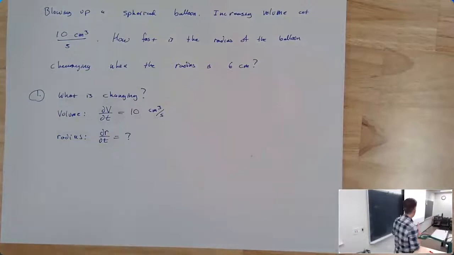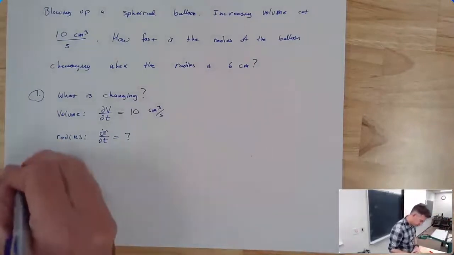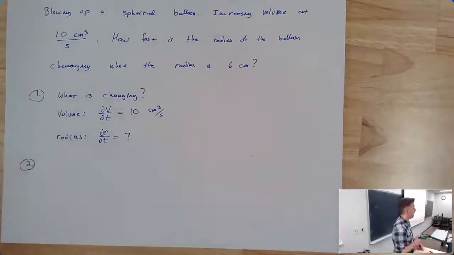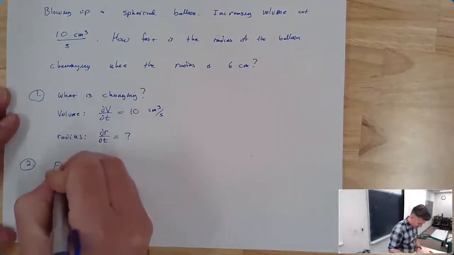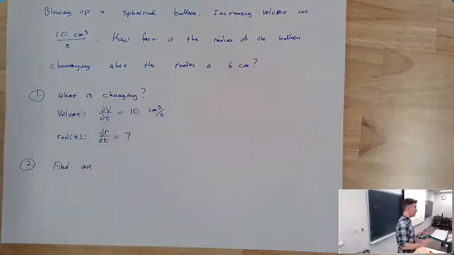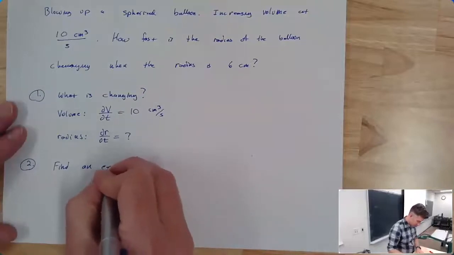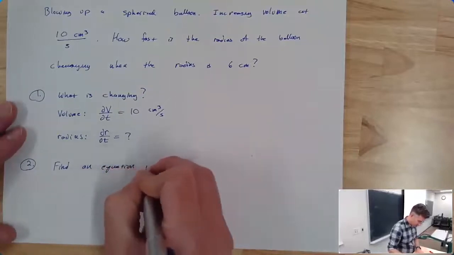So my first step typically is to say, okay, they've told me how one thing is changing. I want to know how this other thing is changing. Cool. The second step is to find an equation, usually geometric, relating those non-time variables, in this case, volume and radius.